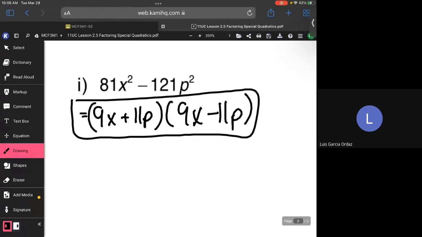So it matters the order in which? Yeah, if x is first, you put the one with x first, and if it comes last, you put that one last. It doesn't matter if it's plus first or minus first, it doesn't matter.